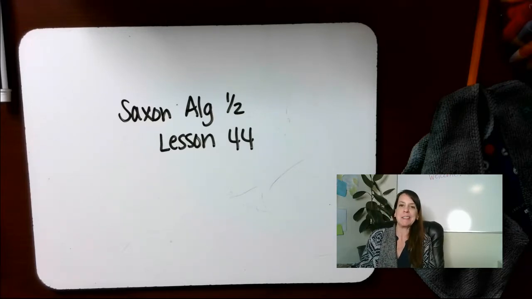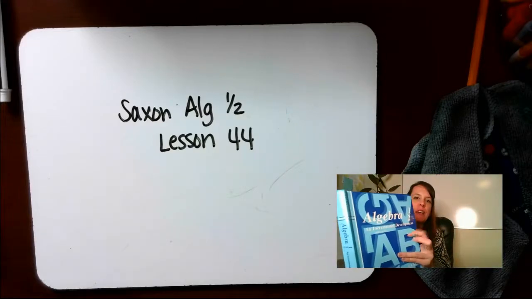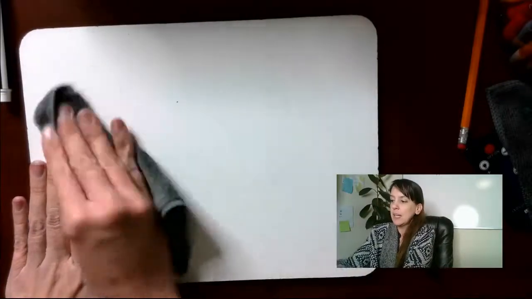We're talking today about lesson 44. For those of you following along, we're in the third edition of Algebra 1/2, so pre-algebra. It's on page 145 is where it's going to start. We're going to be talking about order of operations with exponents and roots, and how some of these square roots work.